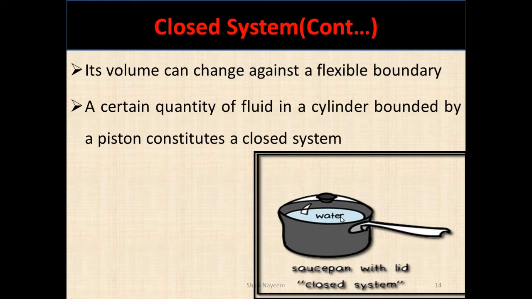A best example of a closed system: a certain quantity of fluid in a cylinder bounded by a piston constitutes a closed system. There is no mass transfer, but there may be energy transfer. In the diagram on the right there is a container closed with a lid. Mass is not entering into or leaving the system, but energy may be transferred into or out of the system. This is the best example of the closed system.